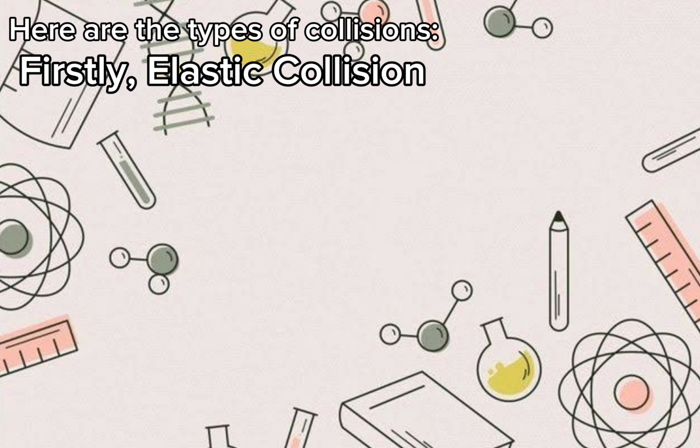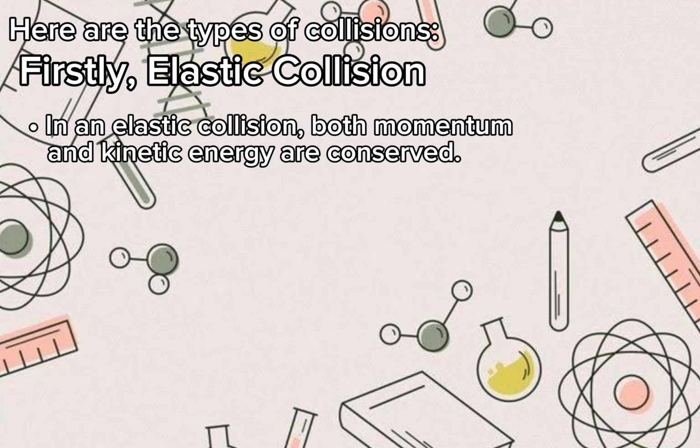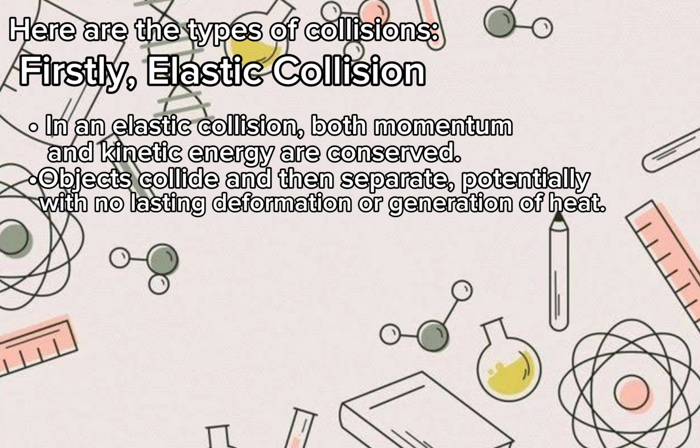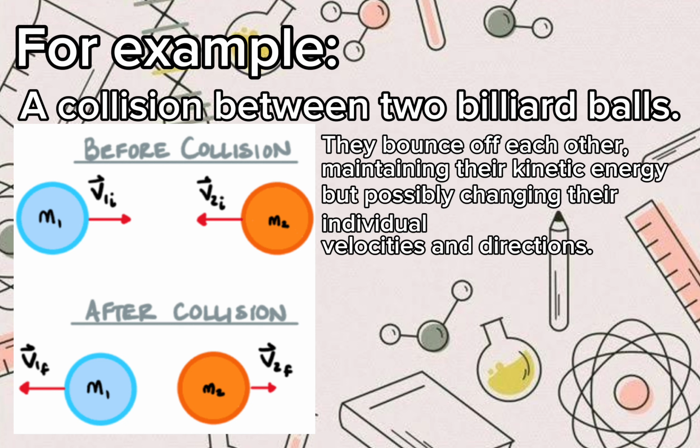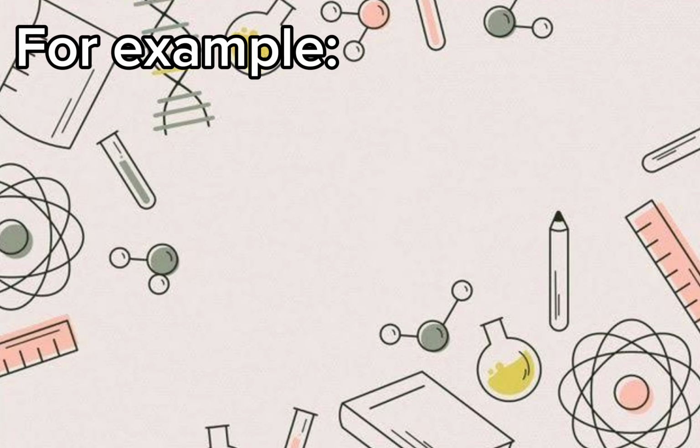Firstly, elastic collision. In an elastic collision, both momentum and kinetic energy are conserved. Objects collide and then separate, potentially with no lasting deformation or generation of heat. For example, a collision between two billiard balls. They bounce off each other, maintaining their kinetic energy but possibly changing their individual velocities and directions.